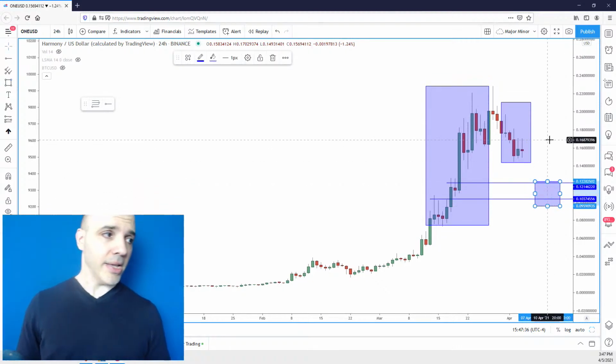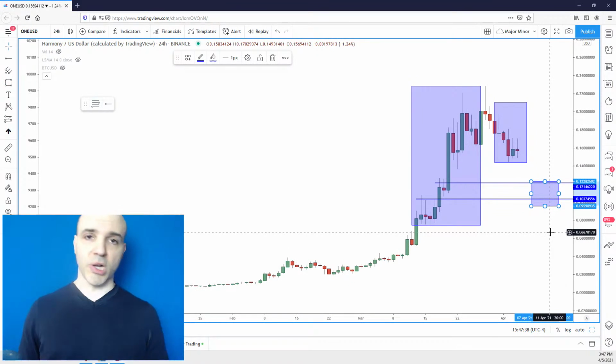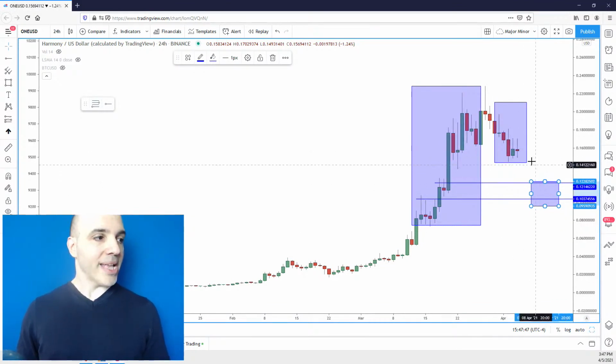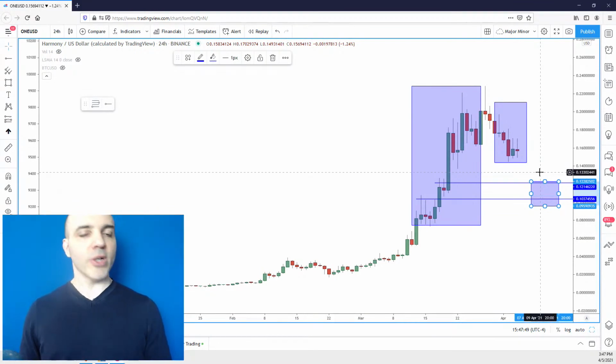And also keep in mind, testing a support doesn't mean you just jump in and buy. It means now you prepare to buy because you need confirmation, right? And that can come in many forms. We often use candlesticks, but you may get a support sooner. So the other question you have to ask yourself is, how do you want to handle this?